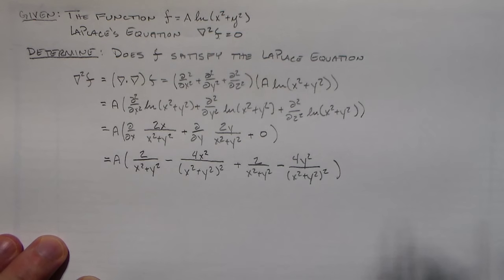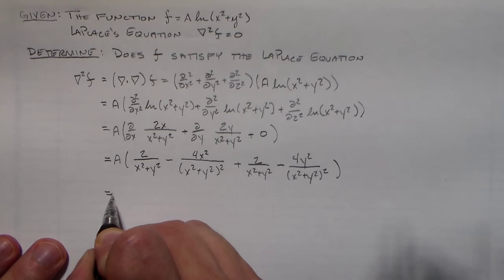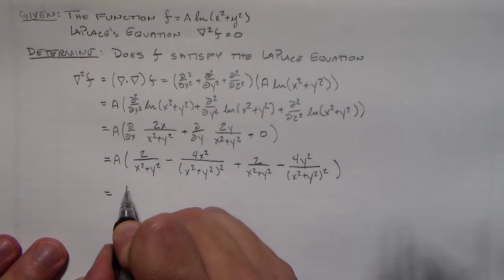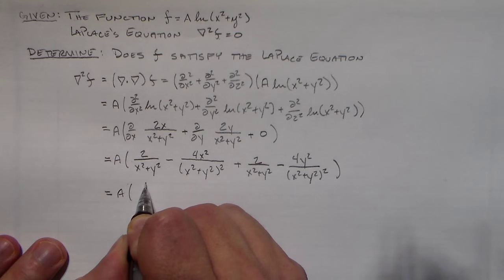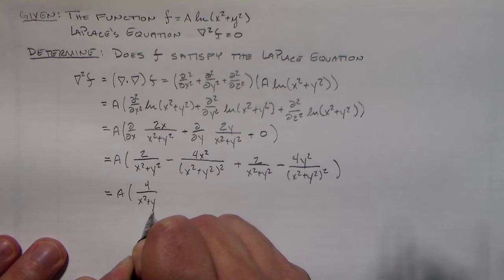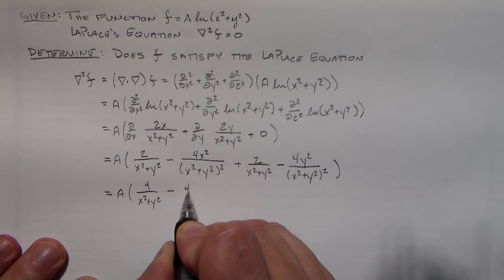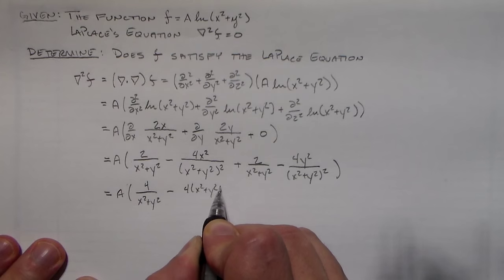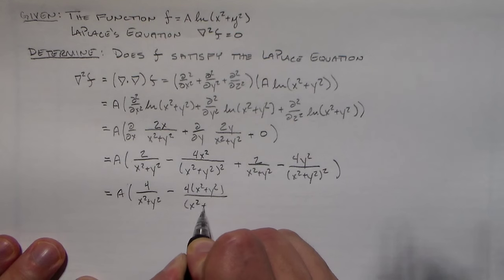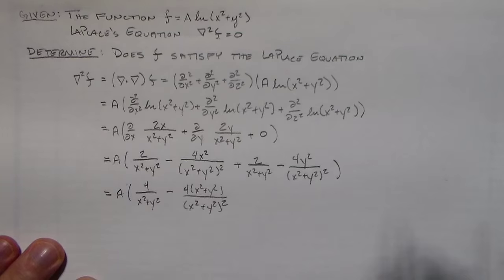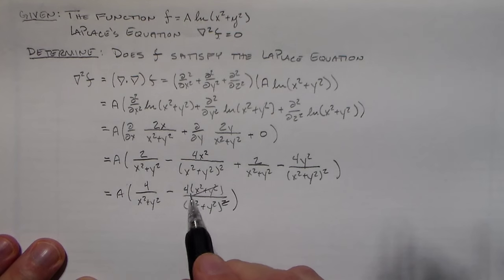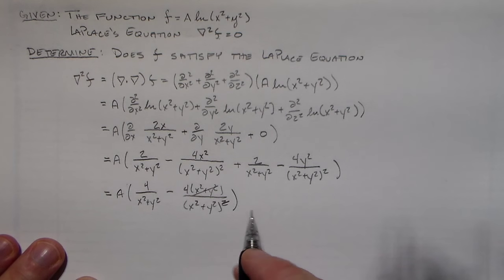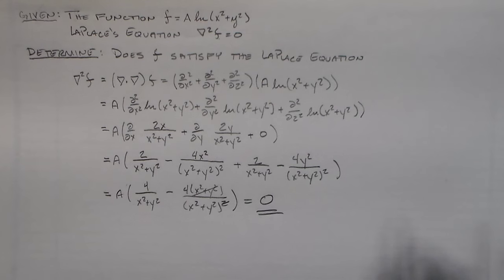So how does that work? Is that zero or not? Does that look like zero to you? Well, I'll just keep on working through this, and maybe we'll find out. 4 over x² + y² here, minus 4(x² + y²) over (x² + y²)². Oh, I'm not going to get to do the fun trick, because this guy cancels with one of these, so I just have 4 over x² + y² minus 4 over x² + y², which is just 0, okay? So it does satisfy Laplace's equation, and we're all right, okay?